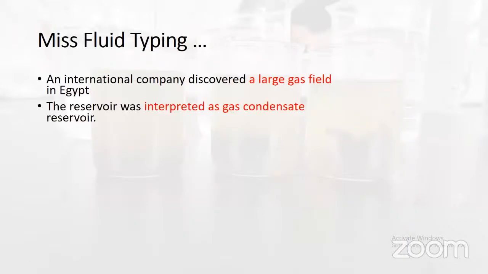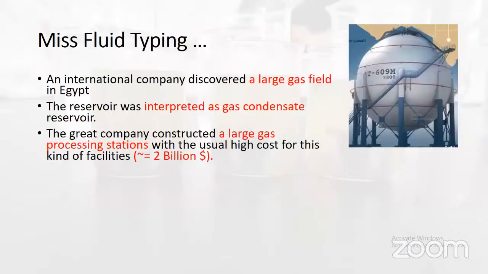Okay, we have a case here for an international company, not a local company in Egypt. This company discovered a large gas field and they acquired a sample and interpreted that we have a gas condensate reservoir. Congratulations, we have a gas condensate reservoir. So they started to build a processing station for the gas condensate field that cost about $2 billion. You can imagine $2 billion.